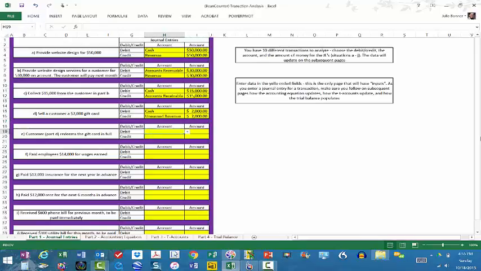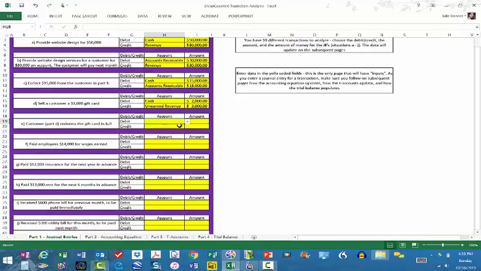So now I'm just going to finish these transactions so that we can have them all done. Our customer in Part D actually redeems that gift card in full. So we will clear out the unearned revenue. Now we have actual revenue. Okay. Here we pay our employees $14,000 in wages earned. So this will be a debit to wages expense and a credit.